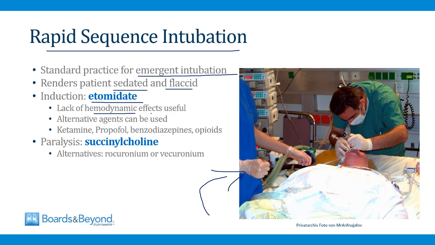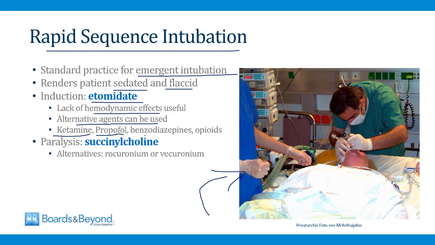The lack of hemodynamic effects of etomidate make it very useful. This drug will not drop the blood pressure. It also won't raise the blood pressure if the patient has comorbidities that make high blood pressure intolerable. If you don't have etomidate available, you can use alternative agents, but you have to keep in mind the side effects we talked about previously. So you can use ketamine, but remember that will raise the blood pressure. You can use propofol, but that will lower the blood pressure.